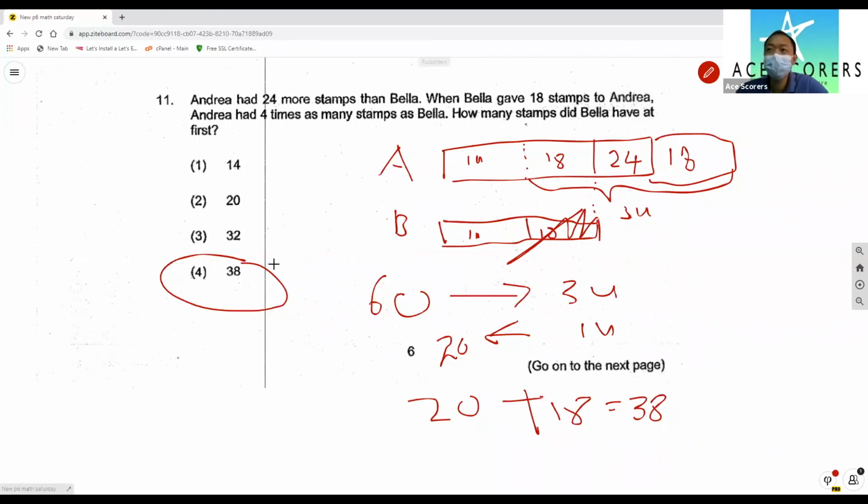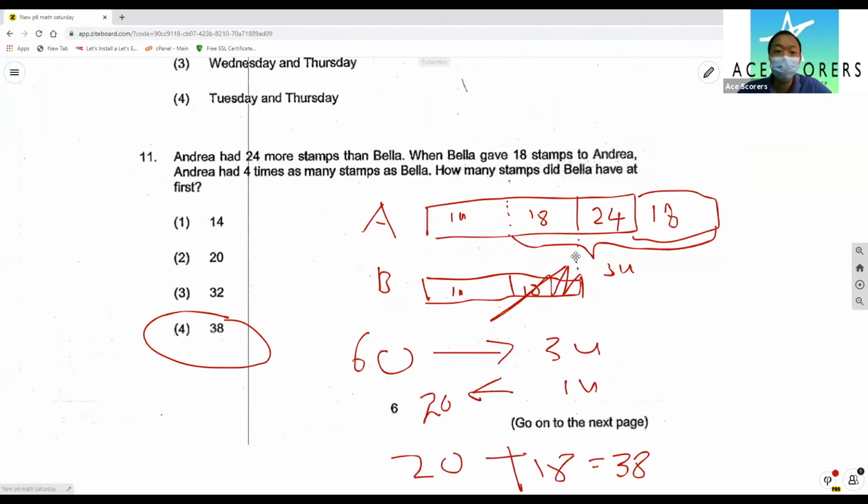Last 30 seconds already. 29, 28, 27, 26, 25, 24. Okay, last question. 22, 10, is it?